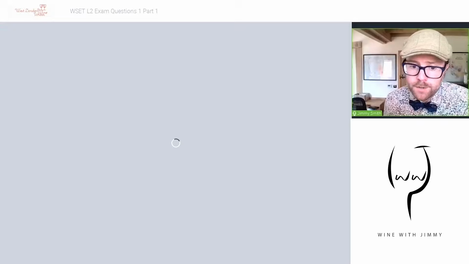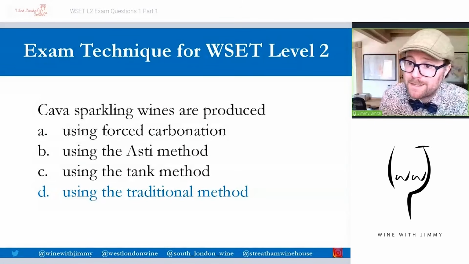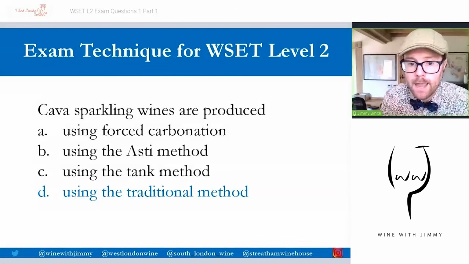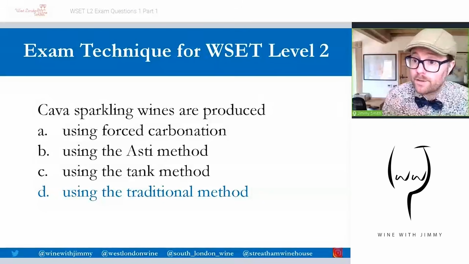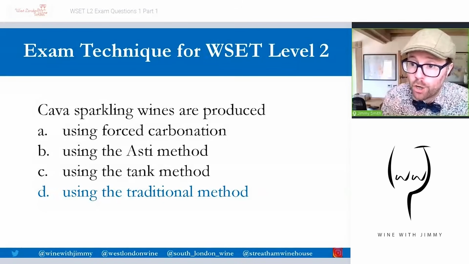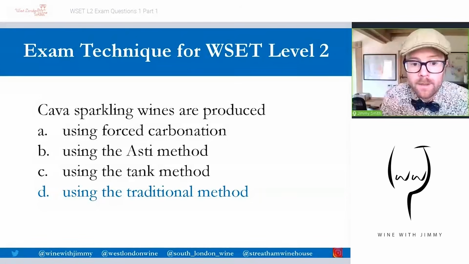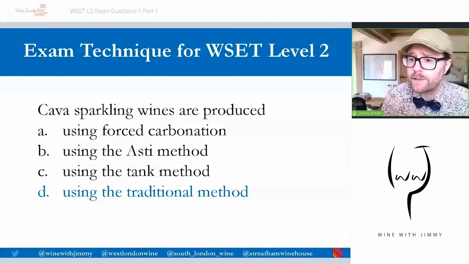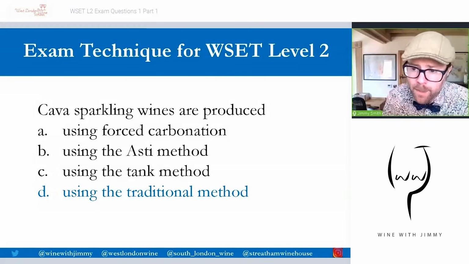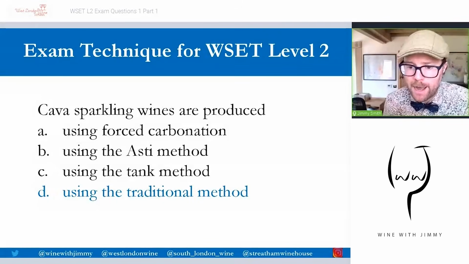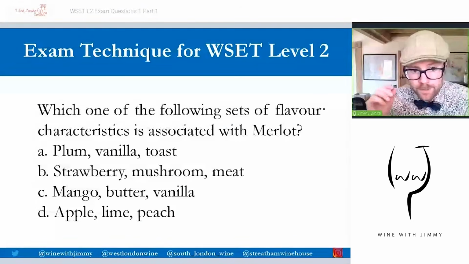However, the answer here, in fact, is at the bottom. It is the traditional method. It is made exactly the same way as champagne, for example. So it is the Spanish equivalent, major equivalent, really, of the champagne method in Catalonia. It's just that there are generally higher yields and there's more consistent climate, which means the price point tends to be a little bit lower. There's a number of other factors as well, but it's outside of the level 2 pay grade.